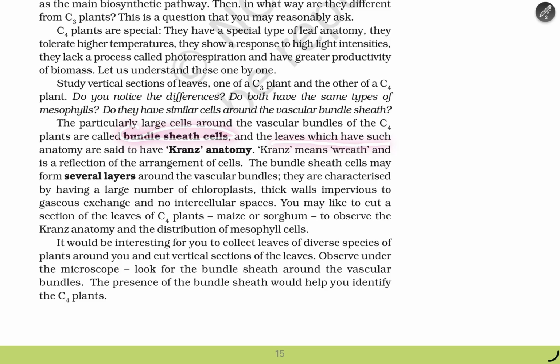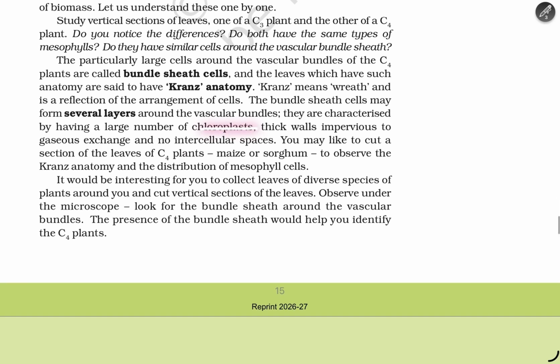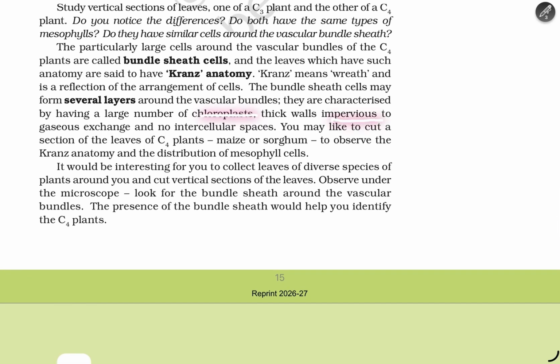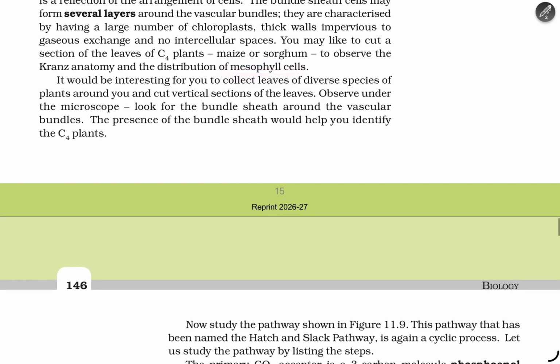The leaves which have such anatomy are called Kranz anatomy. Kranz means wreath, and it reflects the arrangement of cells. The bundle sheath cells form several layers around the vascular bundles, and they are characterized by having a large number of chloroplasts, thick walls impervious to gaseous exchange, and no intercellular spaces. You may like to cut a section of leaves of C4 plants, maize or sorghum, to observe the Kranz anatomy and distribution of mesophyll cells.